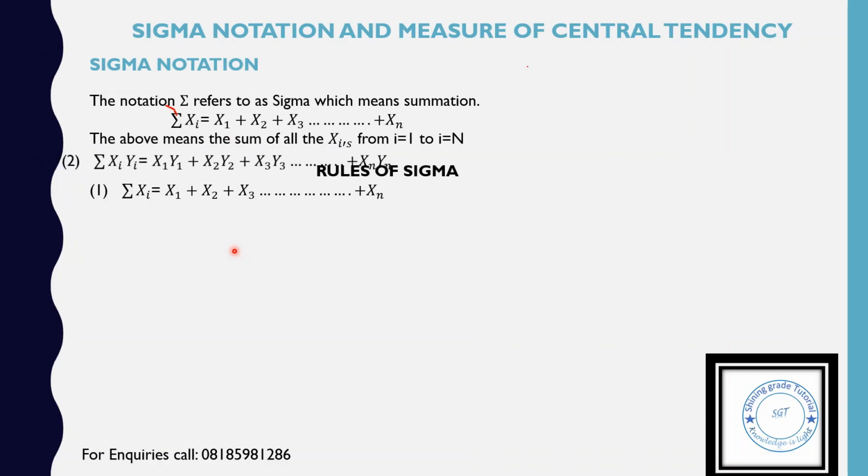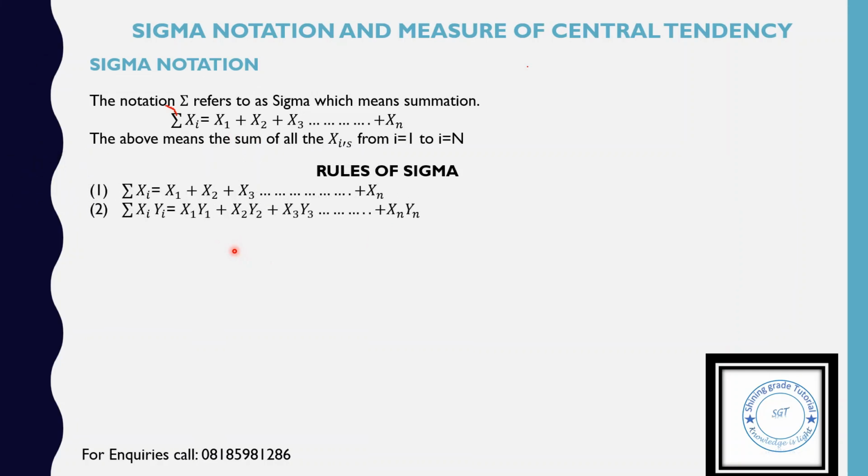Now the second rule is this. When we have x and y, we have to sum x subscript i multiplied by y subscript i. That means x and y are sets of values, and they have their values, and we're expected to sum them right from when i is 1 up to when i is n. So if n is 4, that means we have to sum it from 1 up to 4. So it's easy and direct in that regard.